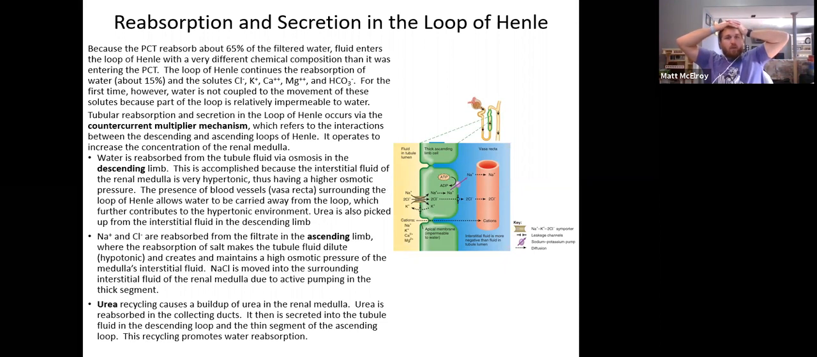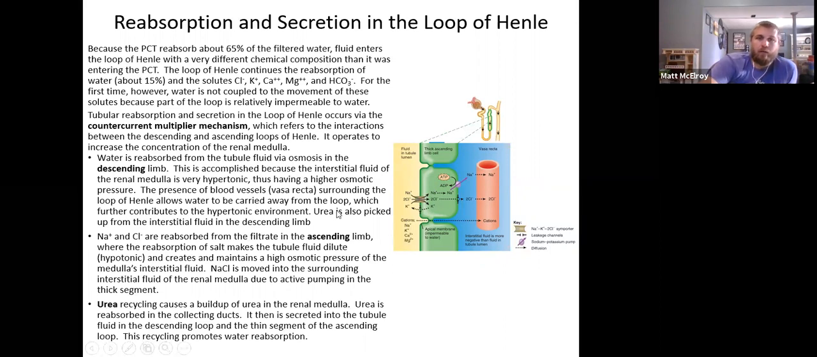In other words, that sodium chloride is moved into the surrounding interstitial fluid of the renal medulla due to, and this is what's shown here on this page, active pumping in the thick segments. Active pumping means ATP is required to move the sodium, the chloride, the potassium across the cell and into that interstitial fluid of the renal medulla.